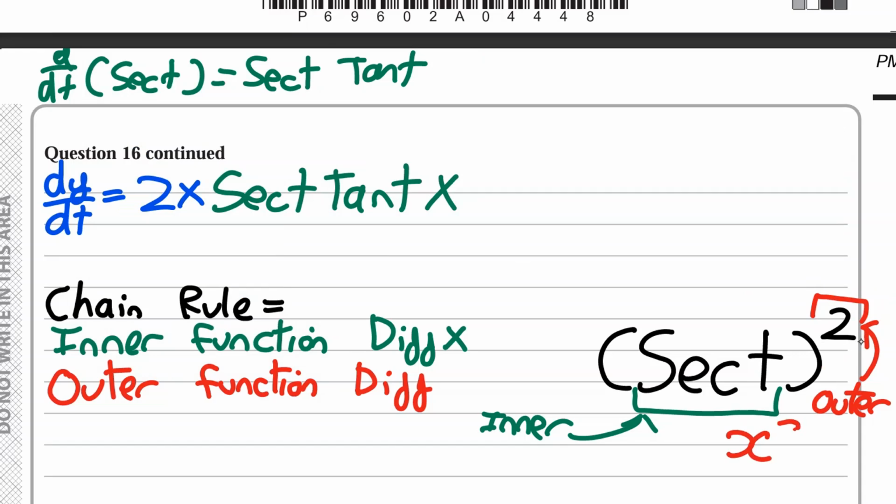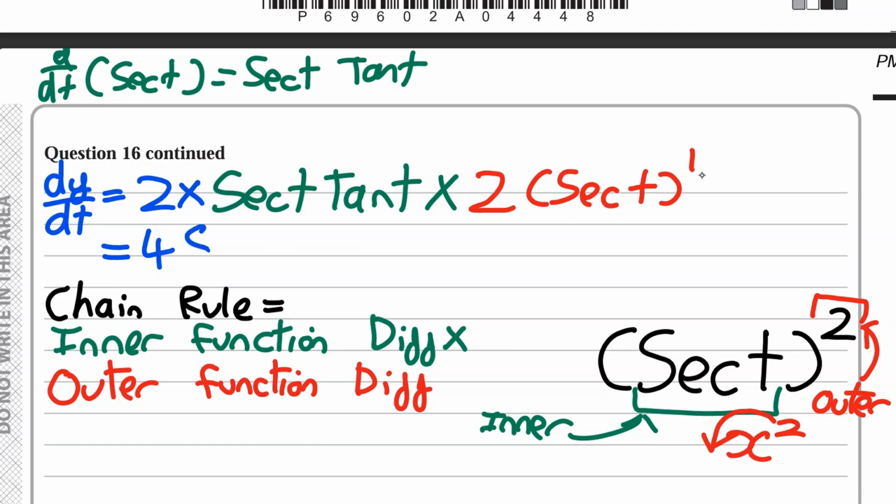Think about this like x squared. When you differentiate x squared, the 2 comes down as a coefficient like this here. When we differentiate the outer function, we don't touch the inner function, we just keep this as sec t like this here, and then this power of 2 is going to go down to a power of 1 like this here. And we can simplify this because here we have 2 times 2, which is 4. We have sec t multiplied by this sec t to the power of 1, which is going to be sec squared t, like this here.